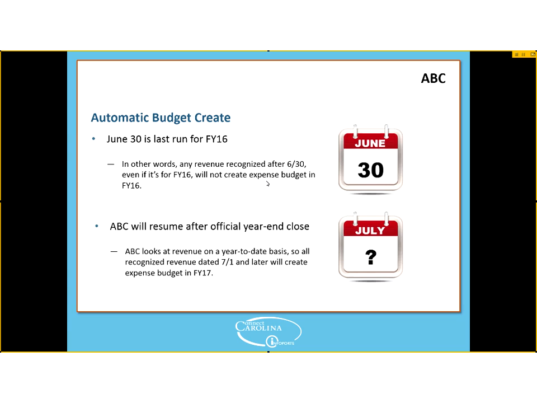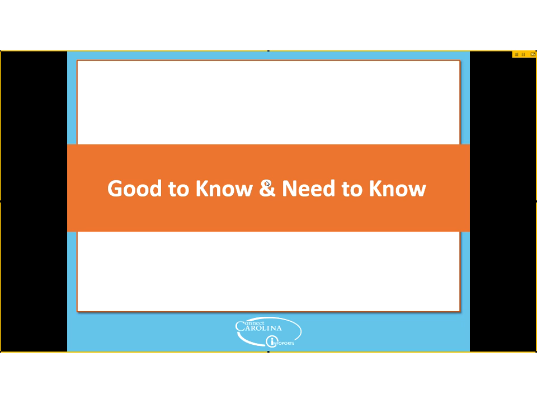But the good news about ABC is it looks at your revenue on a year-to-date basis. So if you get in, you know, $10,000 between 7/1 and whatever day we have our official year-end close and run ABC, you'll get budget for that full amount because it looks year-to-date every time it runs. So no worries. You're not going to lose out on any budget. It's just going to be delayed probably for a couple of weeks until year-end close.